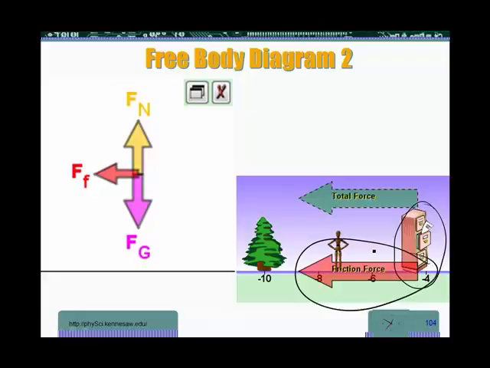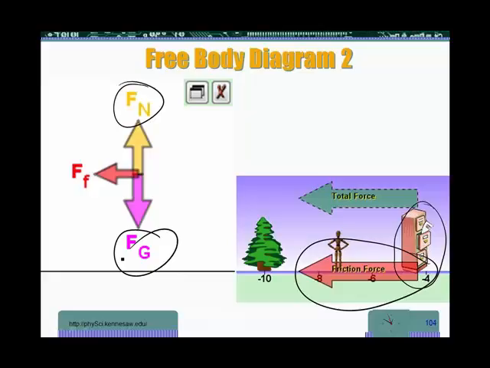So if we look at it in terms of a free body diagram, Fg and Fn are still along the vertical. They are not affected by the fact that I'm applying a force or not, since the force I'm applying is along the horizontal. So these two are still balanced.